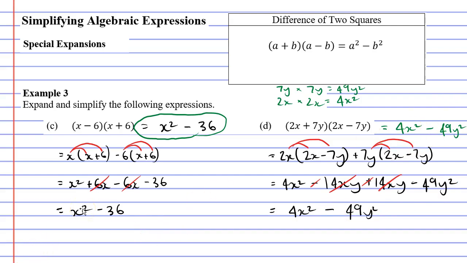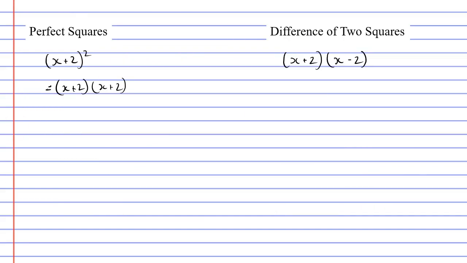Alright, now before we conclude this video, I mentioned that people get confused between the difference of two squares and perfect squares. So I want to go back to those really simple examples I showed you at the beginning. Because if we look at the second one, the difference of two squares, that's really easy to expand. I can just go, well, x when I square it is x squared, 2 when I square it is 4, and then I put a minus sign between them.